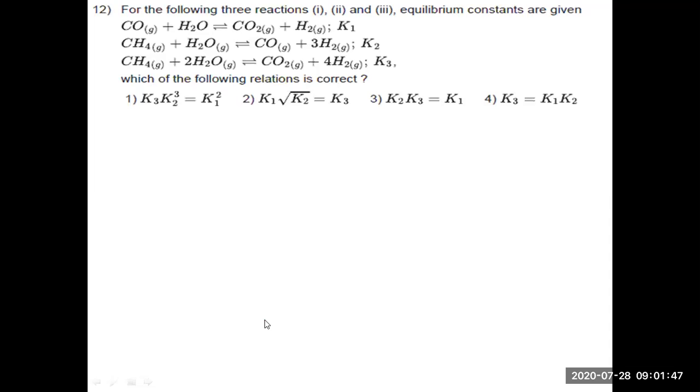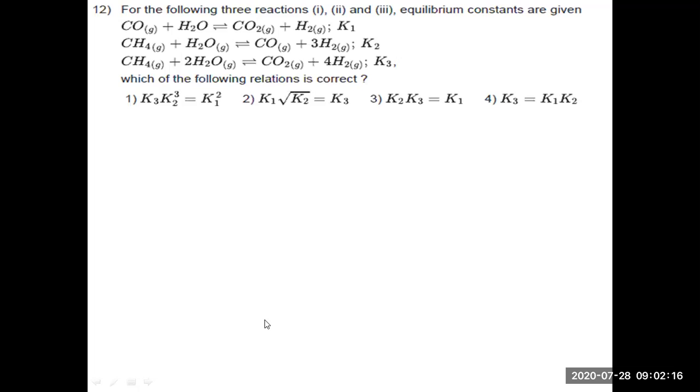12th. For the following reactions 1, 2, 3, the equilibrium constants are given as K1, K2, K3. Which of the following relations is correct? That means if you follow either multiplication or squaring, cubing, the relations will be correct with respect to one another.